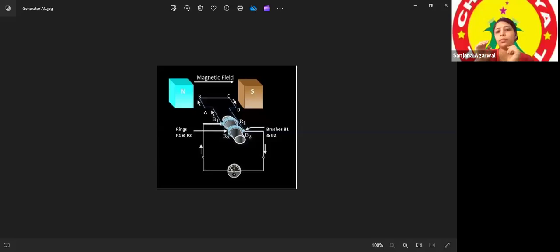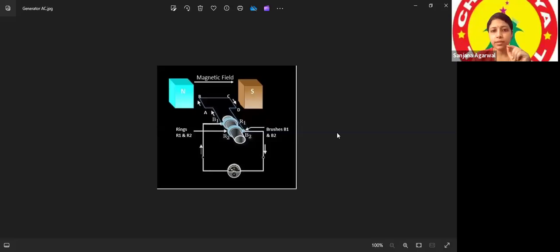Let's begin writing about the generator. First, draw the diagram I'm sharing. We have two types of generator. The one we discussed yesterday did not have split rings but slip rings.